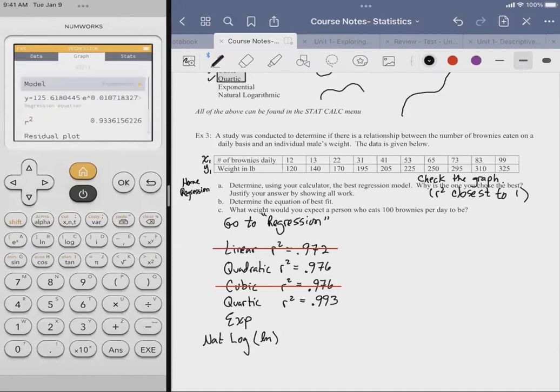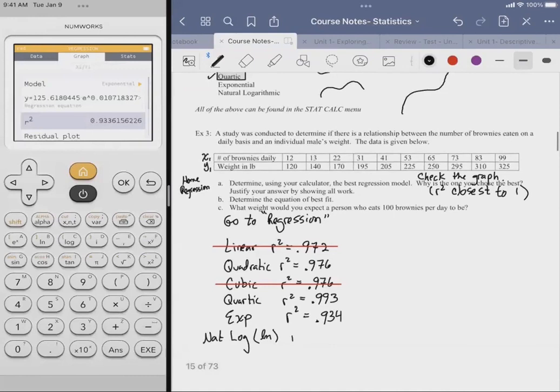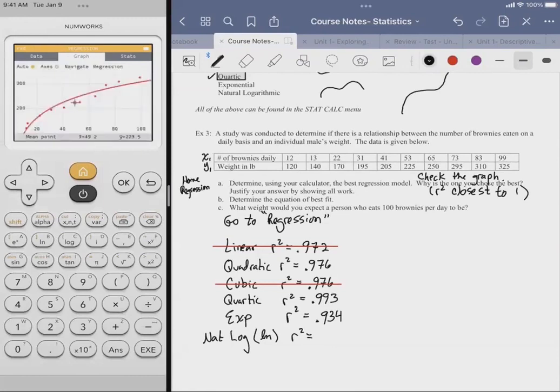So I go back into regression. Here's my exponential model, which has an R squared of 0.934. And then I'm going to do the same thing, but now with the logarithmic. And for that one, we're looking at an R squared value of 0.939.